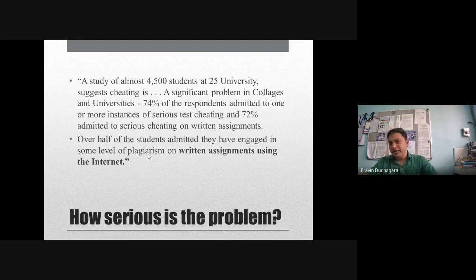How serious is the problem? A number of surveys have been carried out in developing countries, even in India. Online surveys have already been carried out, and thousands of students from a number of universities took part. The data was analyzed by different authors. They suggest that the internet is the main problem, where information or text is copied and pasted as their own work by the students. Over half of the students admitted in a number of different studies that they engaged in some level of plagiarism on written assignments using the internet. So it creates a serious problem.